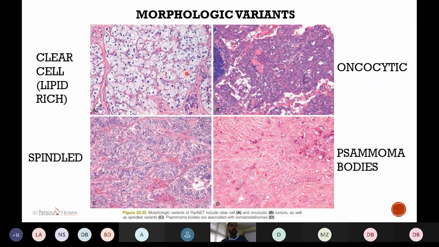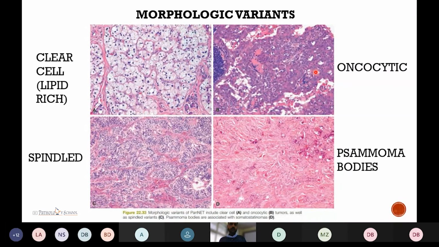Now, in case of RCC, this RCC can metastasize to the pancreas, causing this type of variant. So it is important again to do the IHC, including chromogranin and synaptophysin, which will detect the positivity of pancreatic neuroendocrine tumor. And the most common site which the RCC metastasizes to is the pancreas. So again, it is of very important significance.